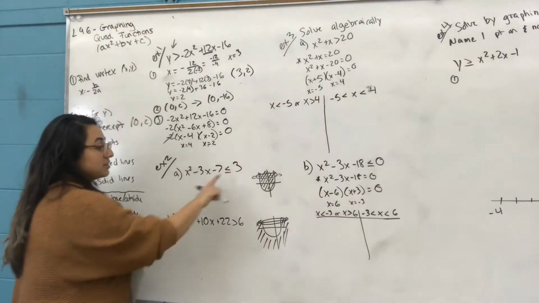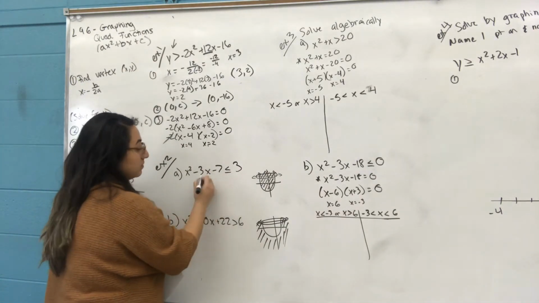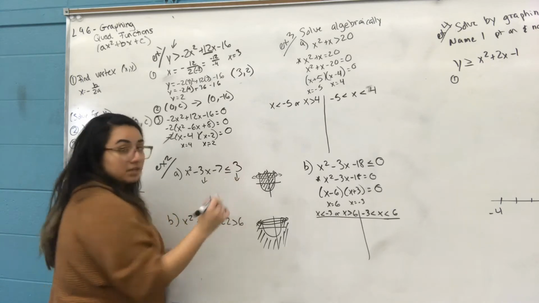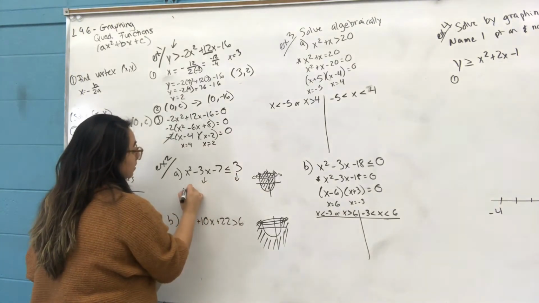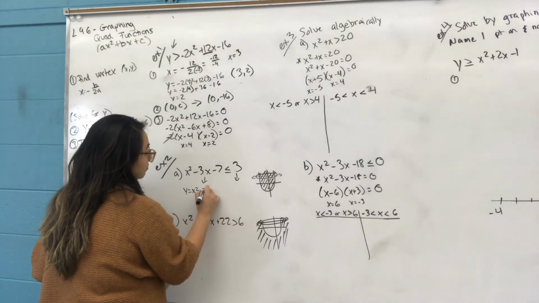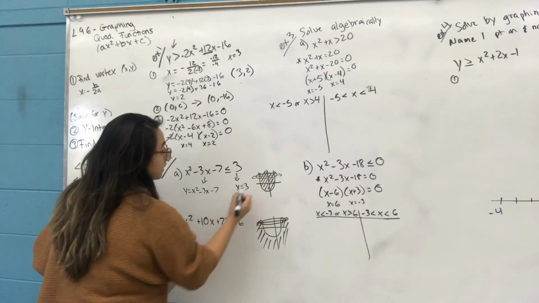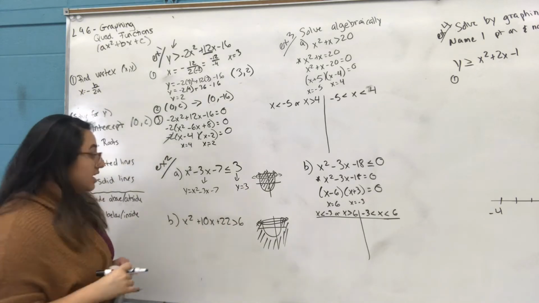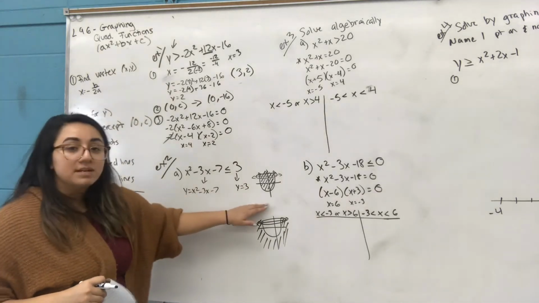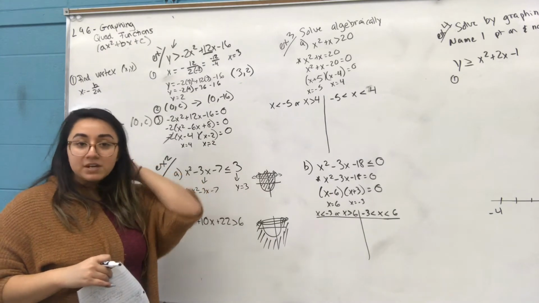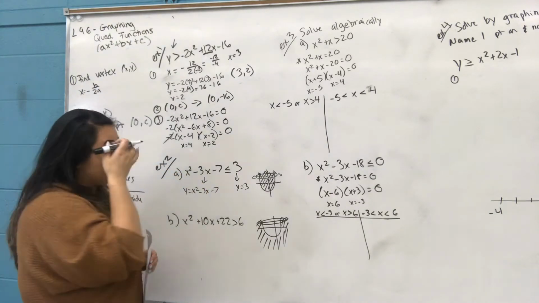If we look at this seriously, we don't focus on moving anything out. If we look at this as being each separate equation, y is equal to x squared minus 3x minus 7, and y is equal to 3, it's two separate equations. We go ahead and graph each of them.